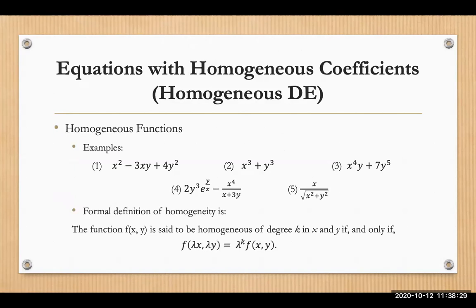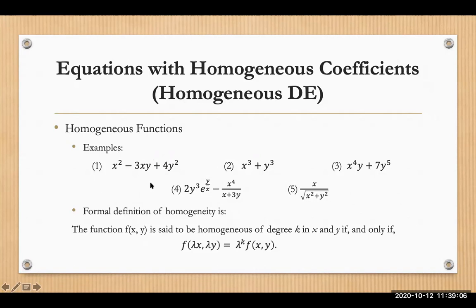So I have here 5 examples of homogeneous functions. The first 3 examples here, 1, 2, 3, are homogeneous polynomials. It means that these functions are very obvious in terms of identifying whether or not a function is homogeneous. Polynomials are functions that can easily be determined whether or not they are homogeneous.